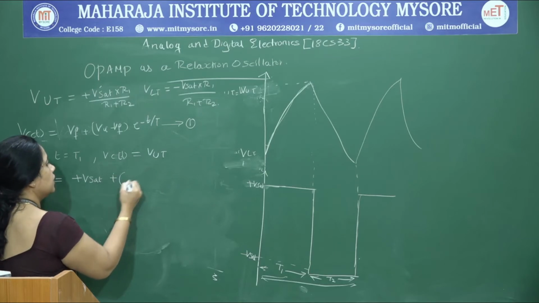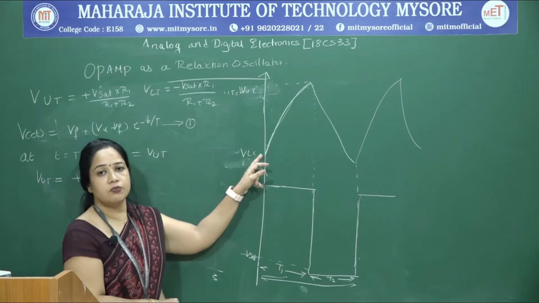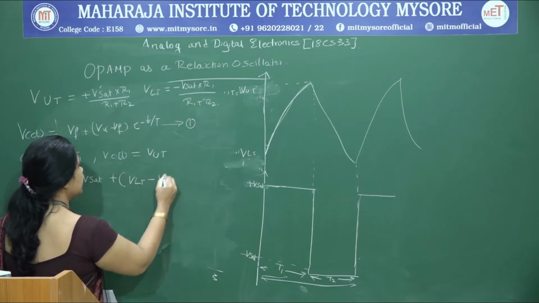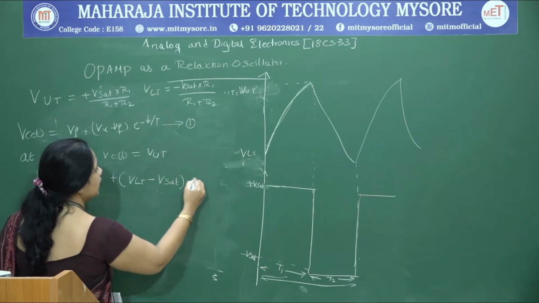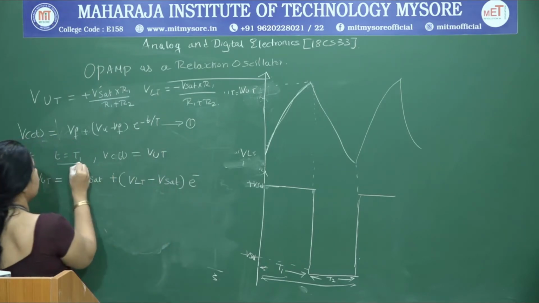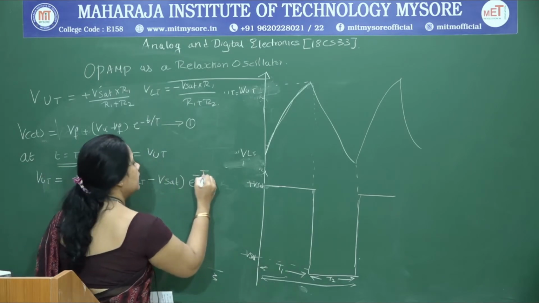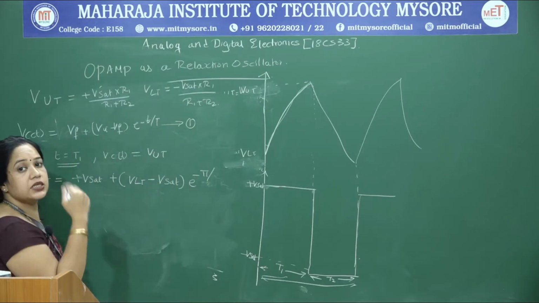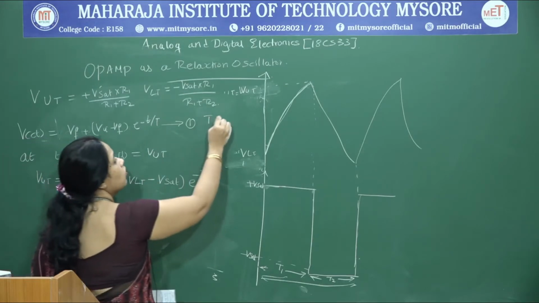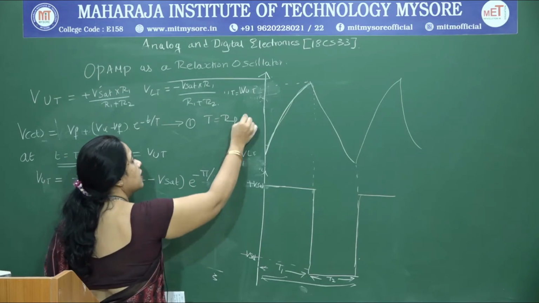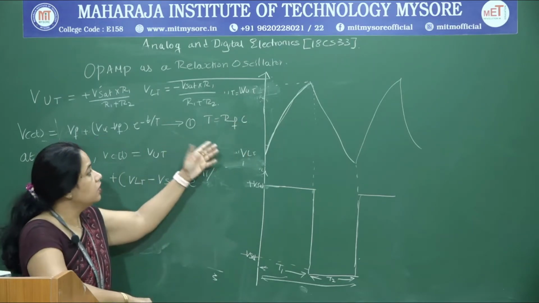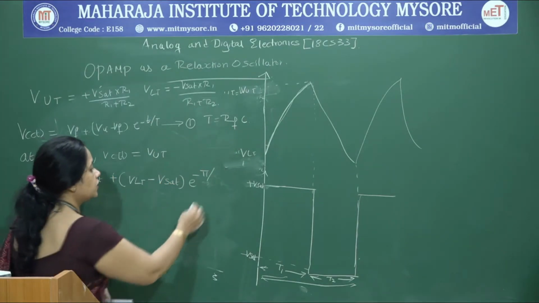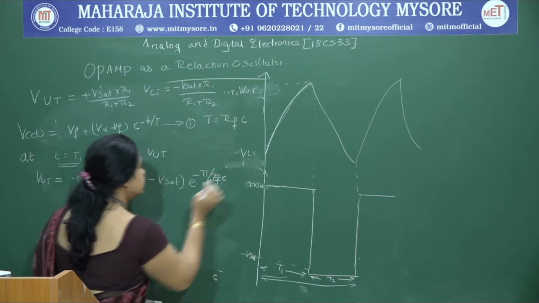What was the initial value? It started from the lower threshold point, VLT. So, VLT minus the final value, plus Vsat, into e raised to, now I am considering t is equal to T1, T1 by the charging time constant. The capacitor gets charged through RF into C, if you can recall the circuit. So, it is T1 by RF into C.